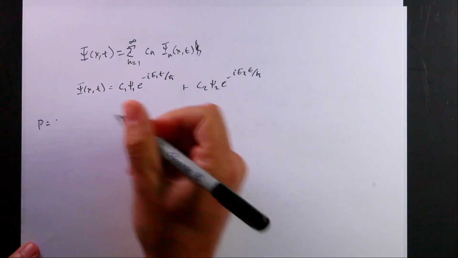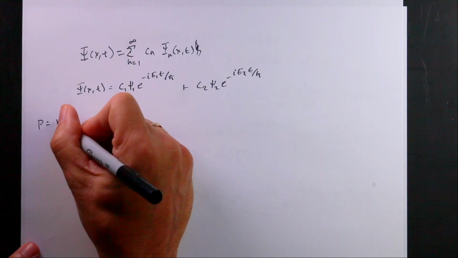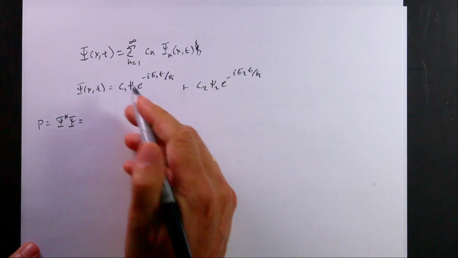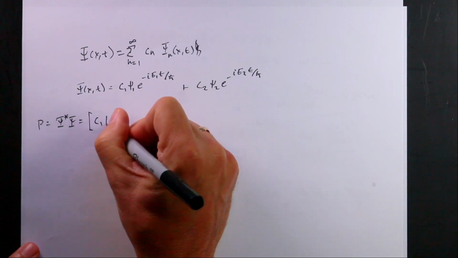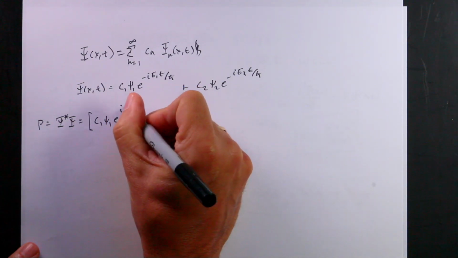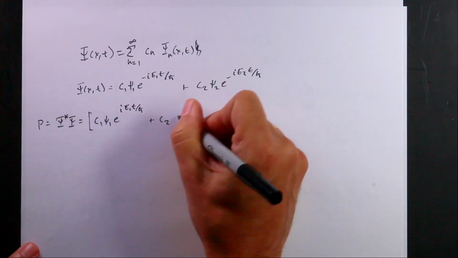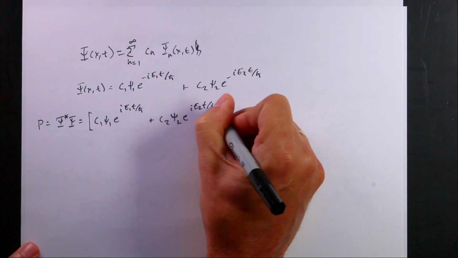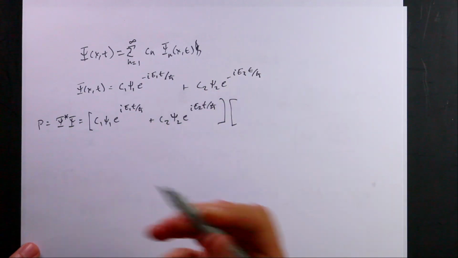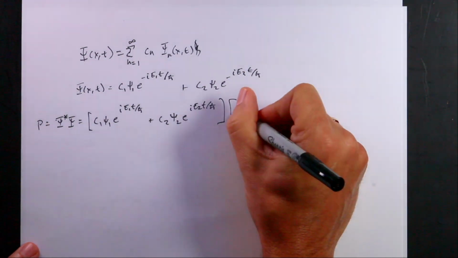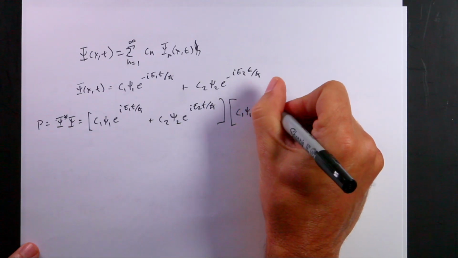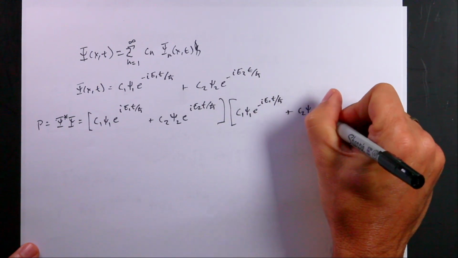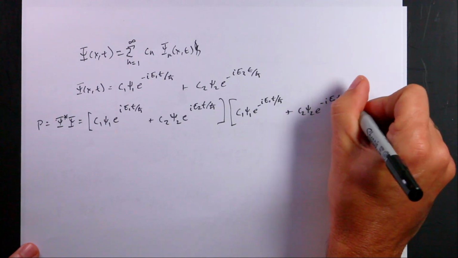Okay, so P is equal to psi star psi. So that's going to be the complex conjugate of this. Let's write that as C1 psi 1 e to the I E1 t over h bar plus C2 psi 2 e to the I E2 t over h bar, times, technically operated on this, as it is, C1 psi 1 e to the negative I E1 t over h bar plus C2 psi 2 e to the negative I E2 t over h bar.